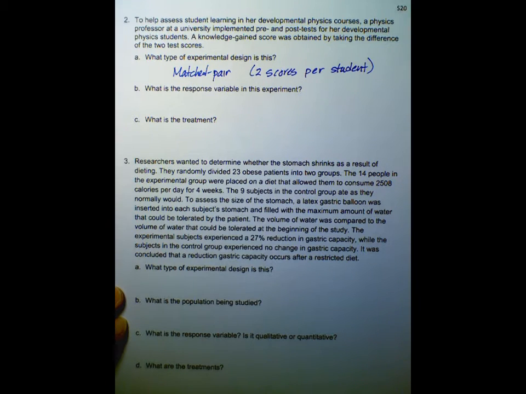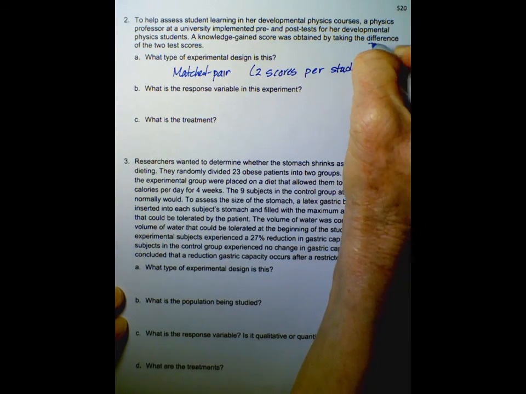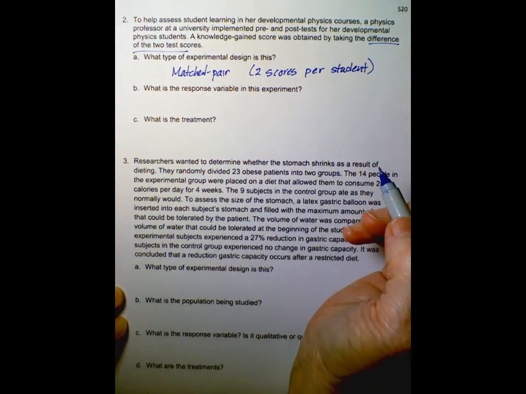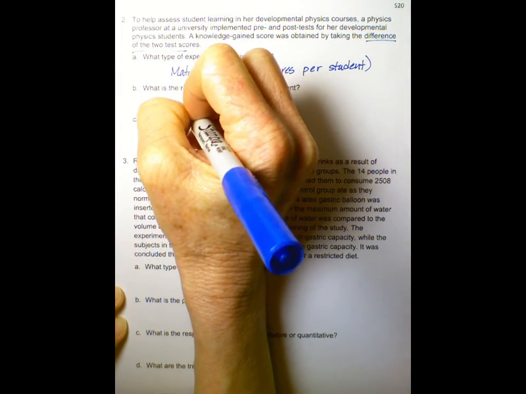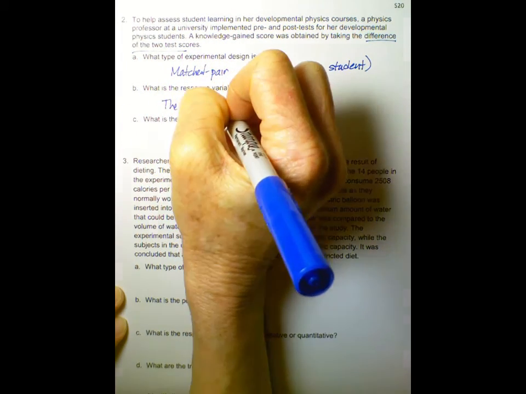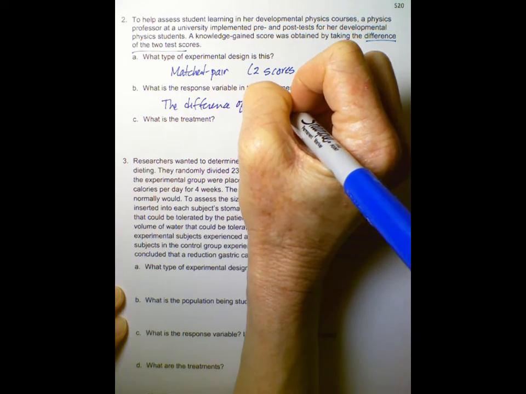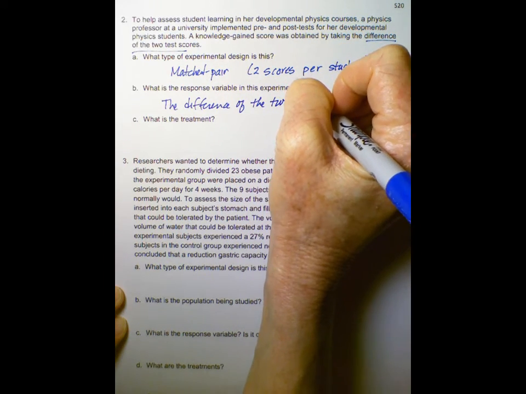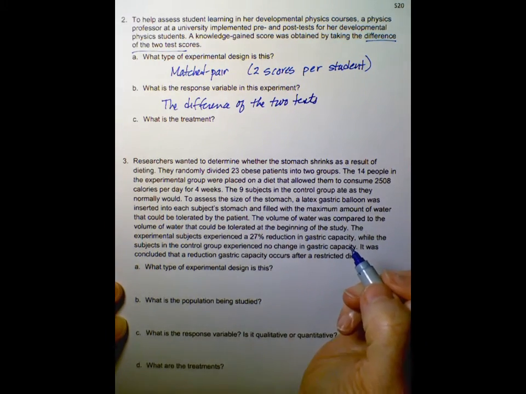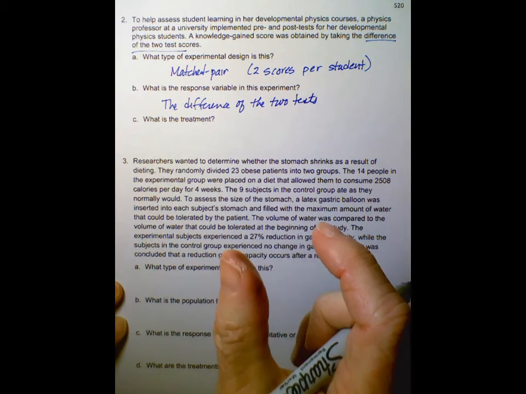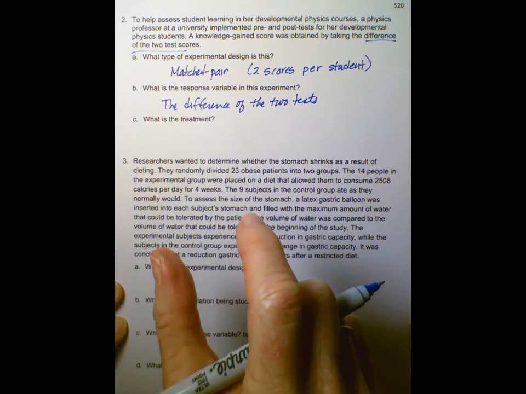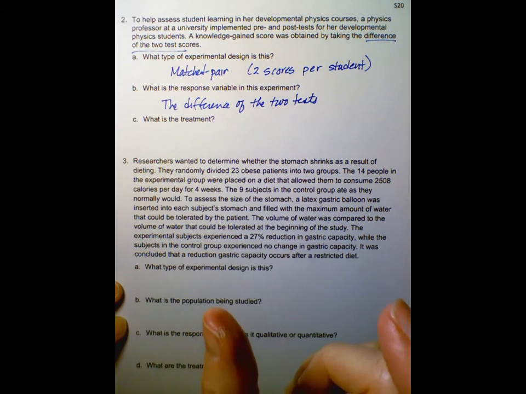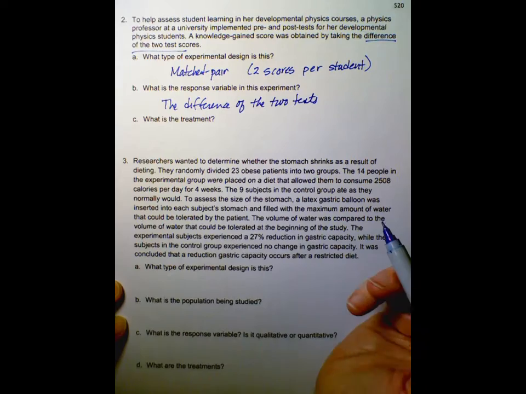Okay. What is the response variable in this experiment? Ultimately, what they're measuring is the difference of the two tests, right? The difference of the two tests. Not necessarily what they made on them. It's just the difference, right? We're really interested in how much they gained. Even if they went from a 20 to a 60, that's what we're interested in. It's not that they made 100 on it or anything.